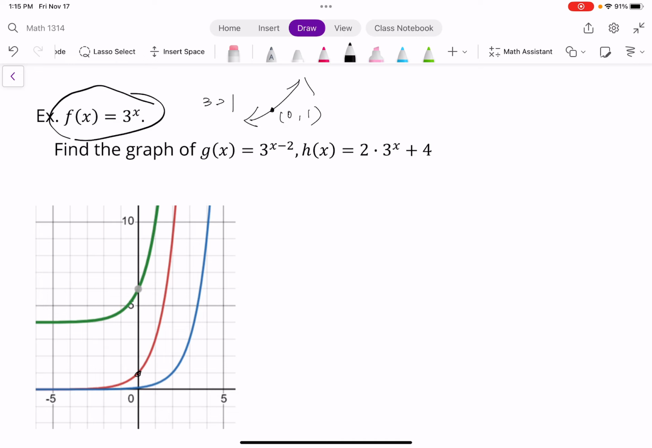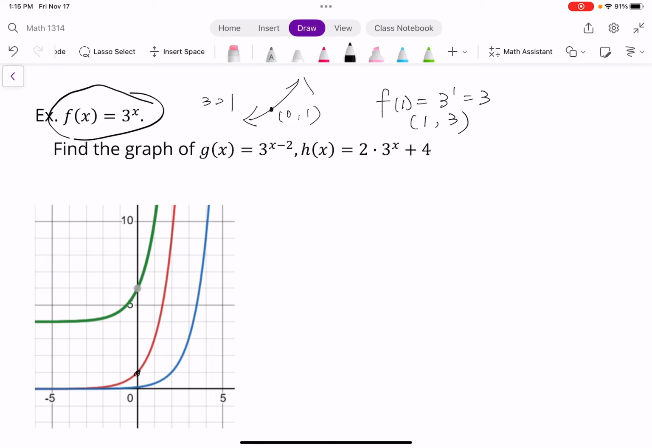I can also test some other points. Input, for example, 1. What is the y value? 3 to the first power is 3. The point is (1, 3). So this is (1, 3). Yes, so the right curve is my f of x.